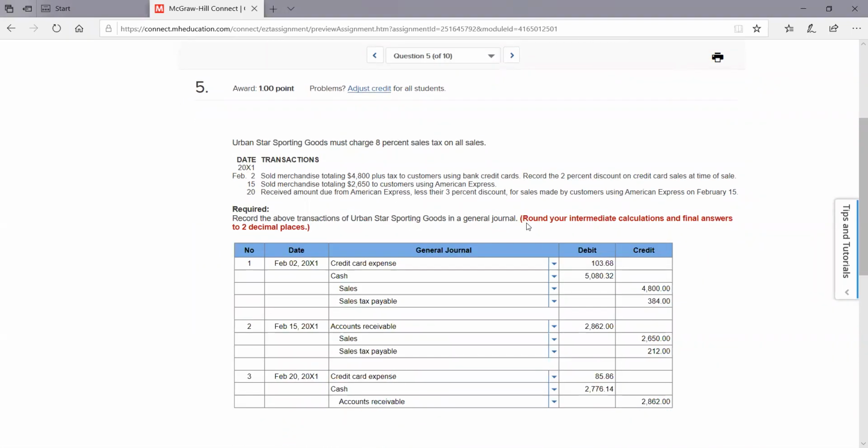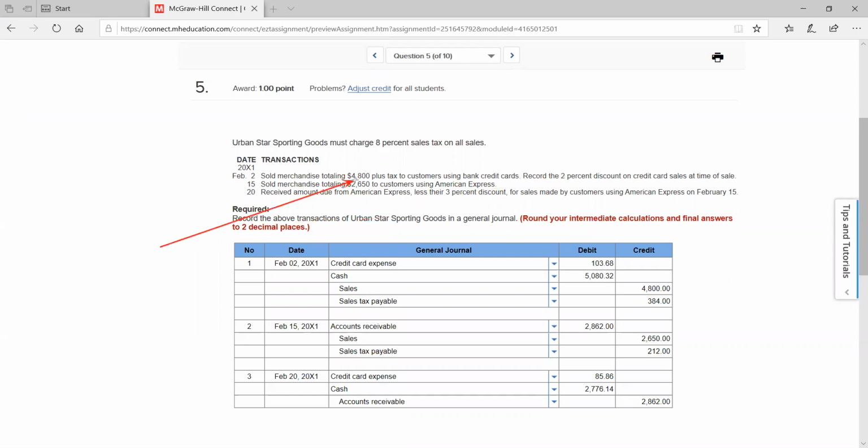And this one we're going to be dealing with credit card expense. Businesses that use credit often have to pay a fee to the bank, to the credit card company. So let's take these one at a time. On the 2nd, we have merchandise plus sales tax. It looks like the discount fee or the bank fee is 2% at the time of sale.